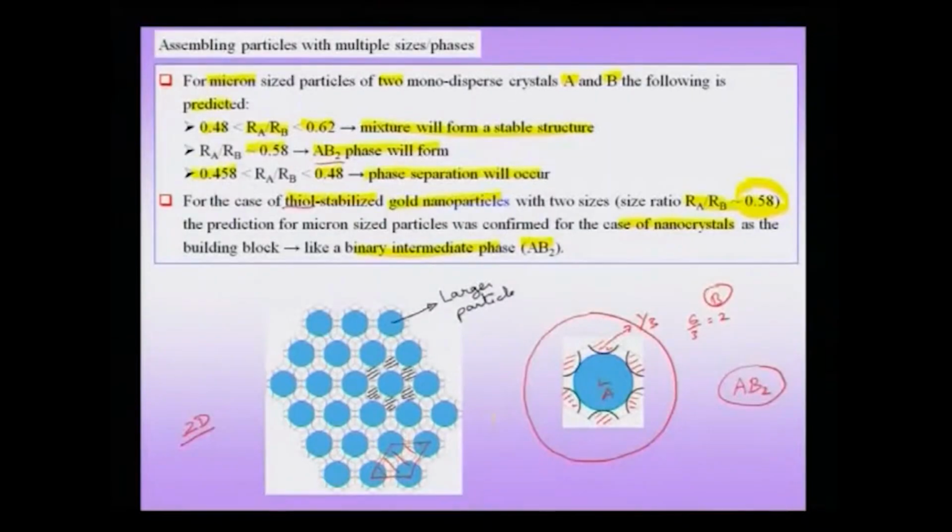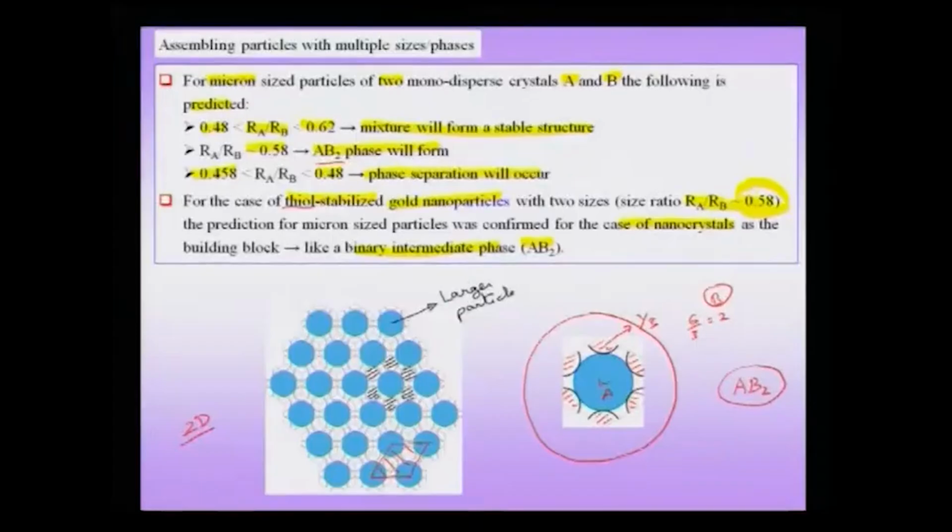Therefore, to summarize this part, when I take nanocrystals of two sizes, I can form a stable structure. I may even see phase separation, or you may form a very well defined ordered structure, which you might call a superlattice structure, with an AB2 kind of stoichiometry. This AB2 stoichiometry can be observed when Ra by Rb is in the range of about 0.58.